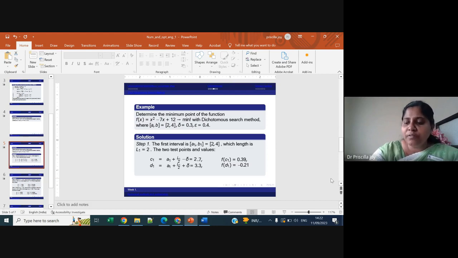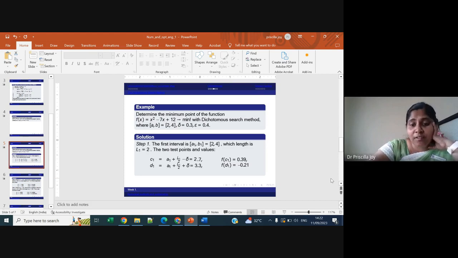Okay. So afterwards, what we need to do? We need to find f of D1. So for the function of x, instead of x, we will be substituting the value 3.3. So which is equal to 3.3 square minus 7 into 3.3 plus 12, which will give you minus 0.21 as the answer.